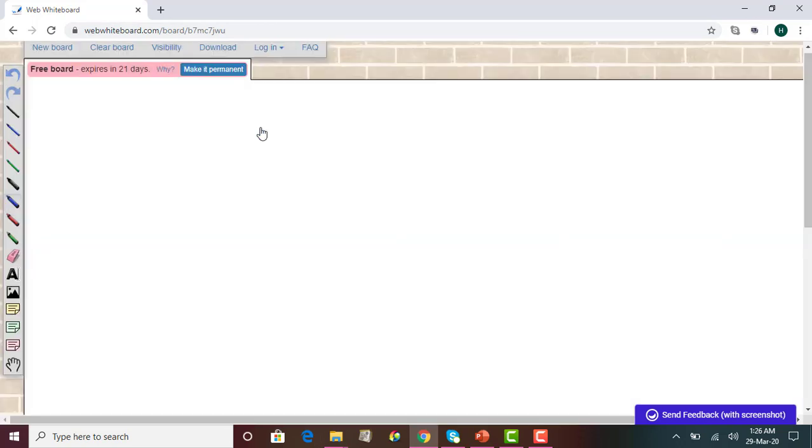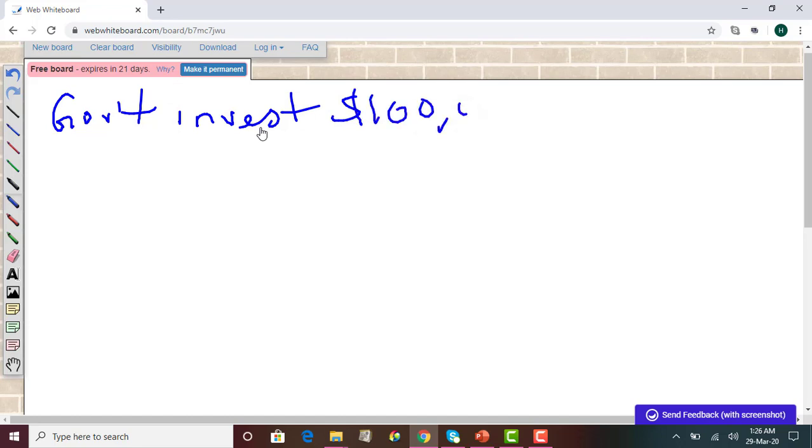Okay. So let's say the government decides to inject or invest $100,000. Let's keep it simple. They will only invest $100,000 to build an assisted living facility in the economy.